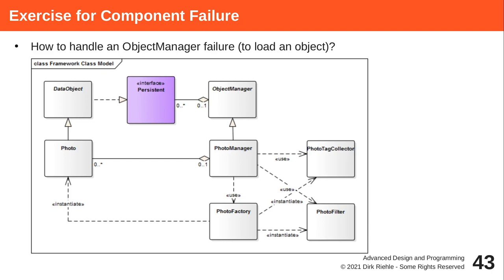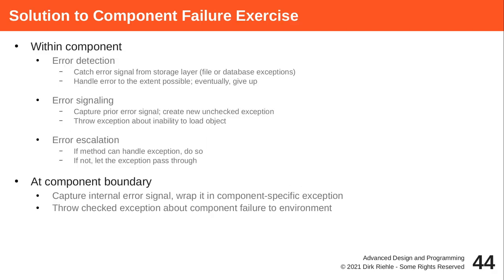And how would you deal with that? Looking at Wahlzeit now, if the Photo Manager class is tasked with reading a photo of ID so-and-so, but something goes wrong, how to handle that? Yep, so think about it in terms of the terminology we set up: error detection, error signaling and escalation, error handling, attempts at error handling, maybe failing, so leading to failure at the component boundary of Photo Manager and so forth. Well, here's a summary of how it could look like.